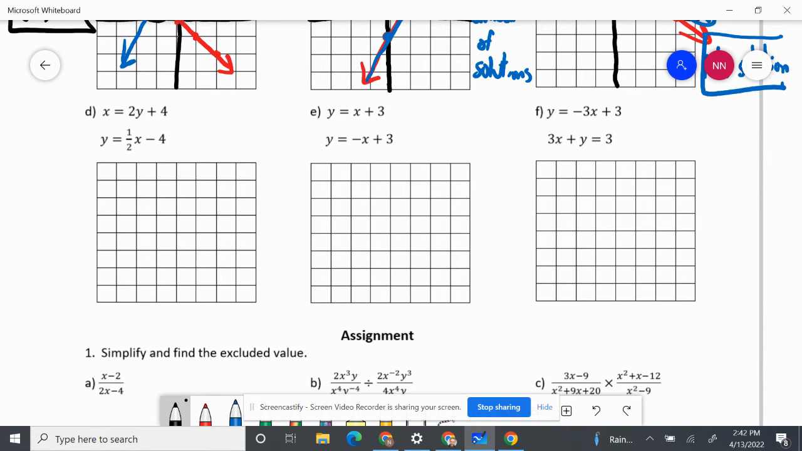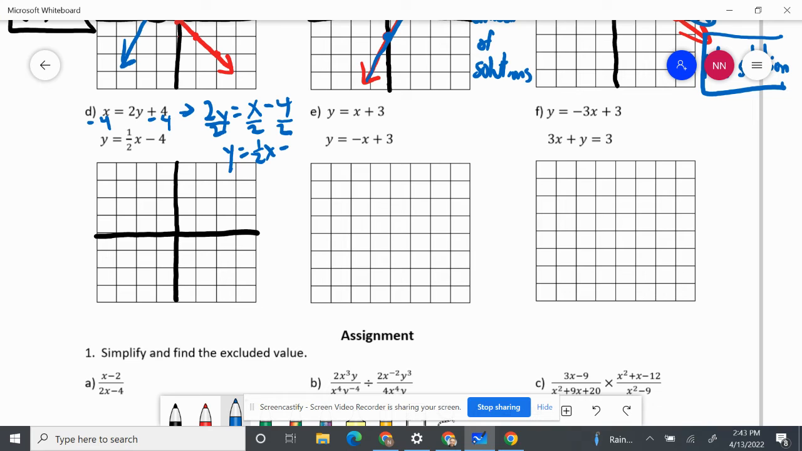Okay. Looking at letter D, for the first one, it looks like it's y equals, but it's really x equals. So what we have to do is subtract the 4, and then that gives us 2y is equal to x minus 4. I'm going to divide by 2, and then y equals 1/2 x minus 2. So my y-intercept is negative 2. My slope is 1/2, so I go up 1 over 2, up 1 over 2. And then I'm going to draw my line.